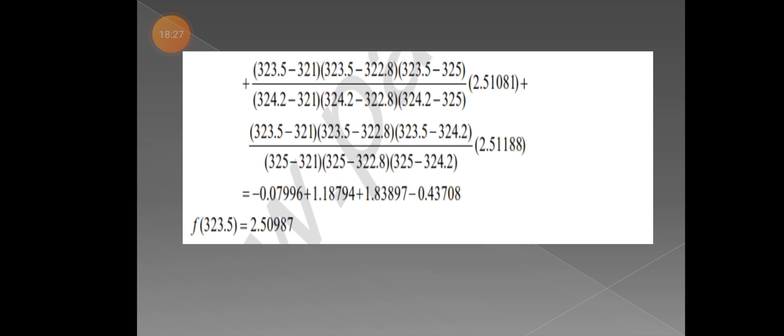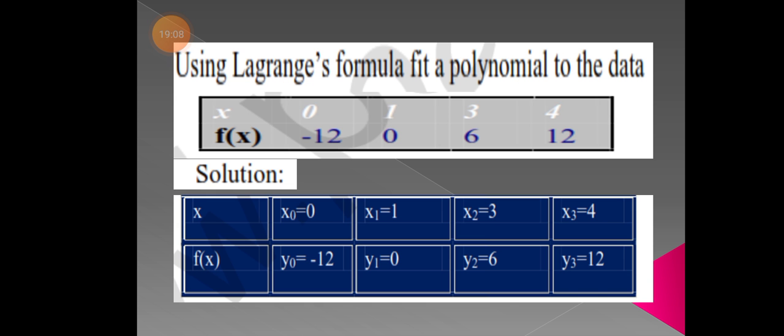Here, finally, as I've already told, first you have to do the numerator calculations, then second the denominator calculation, and finally divide both the values, then multiply with the y values, and that was given here: minus 0.07996 plus 1.18794 plus 1.83897 minus 0.43708. After adding all the values, finally f of 323.5 is equal to 2.50987. This is the value.